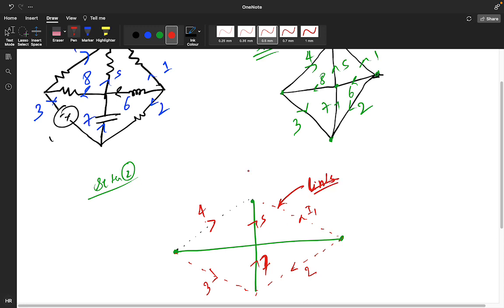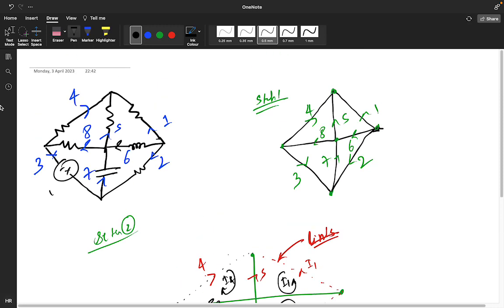Okay, so how many basic loops are you getting? I told you, in a basic loop you need to get one link. So I am forming one loop like this. This is my I4, giving the name as I4. This is 8. Whatever links you have to choose, like that only. And I am assuming like this, this is my I1. I am assuming like this, this is my I2. I am assuming like this, this is my I3.